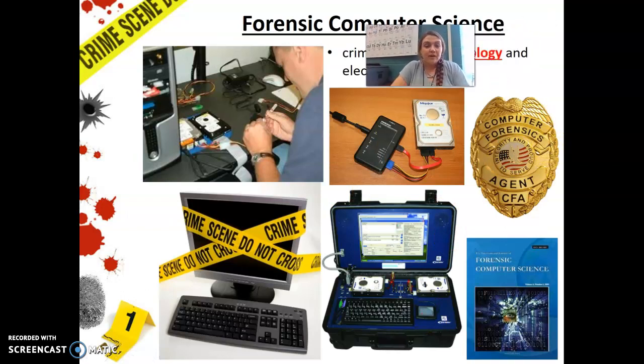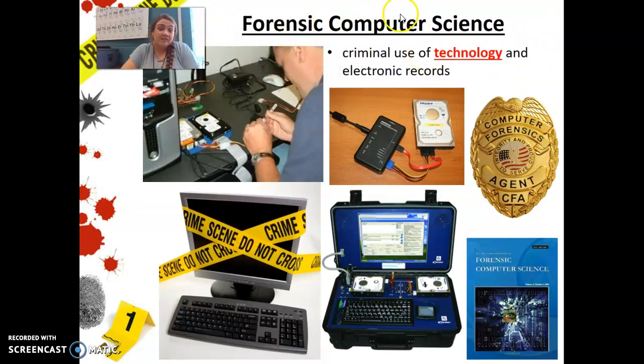Then forensic computer science. It's like it sounds. They deal with the criminal use of technology and electronic records. This is definitely a growing field. Anything that has to do with computers is a growing field right now, because that's what we're all moving towards. There's so much crime that can be found online. So it's definitely a big market for this job.